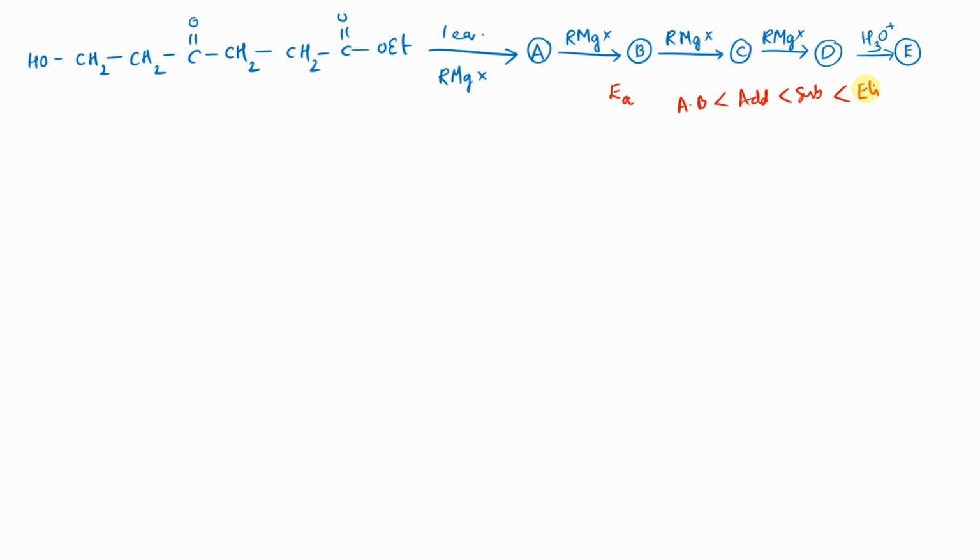I have discussed this concept in the previous introduction videos itself. Now in this question we have to identify what are the products A, B, C, D, E. So first, when you treat this di-keto compound with one equivalent of RMgX, the reaction taking place will be a type of acid-base reaction, because here we have an OH group which is having an acidic proton. As I said earlier, Grignard reagent is a base, right? So here we have an acid-base condition.